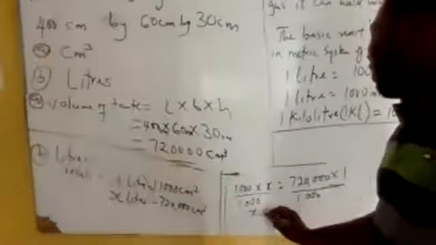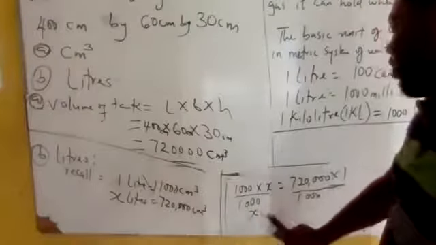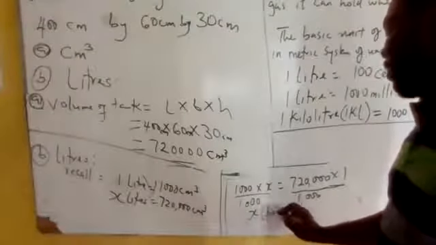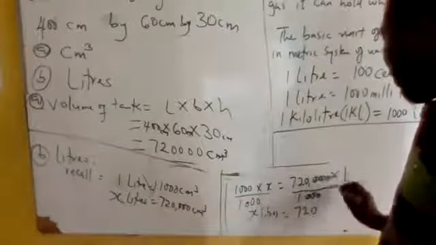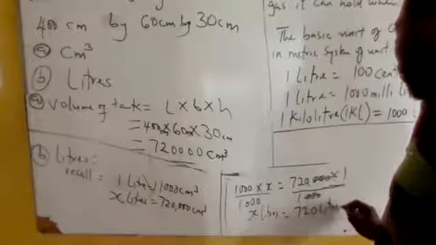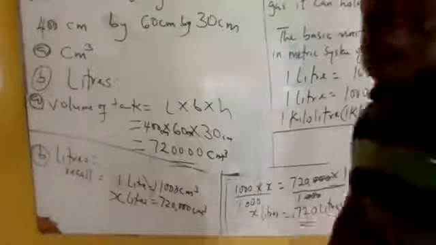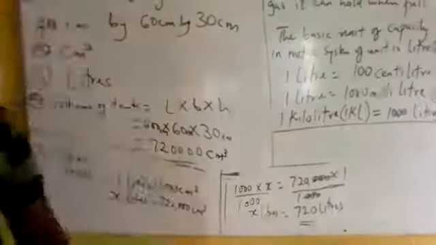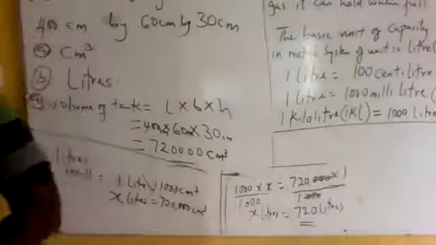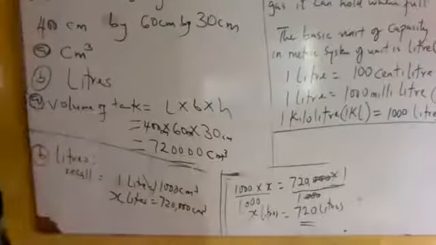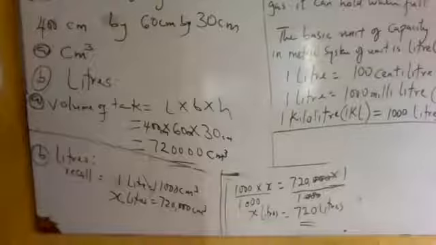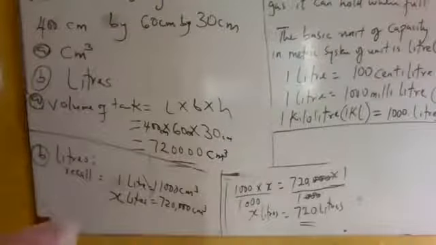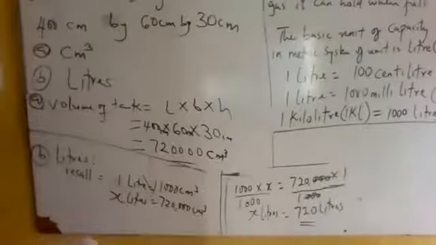That means your X, in liters, is going to be equal to 720. This will cancel out this. 720 liters. So what that means is that 720,000 centimeters cube is equivalent to 720 liters. It's as simple as that. Let's take a look at another question.